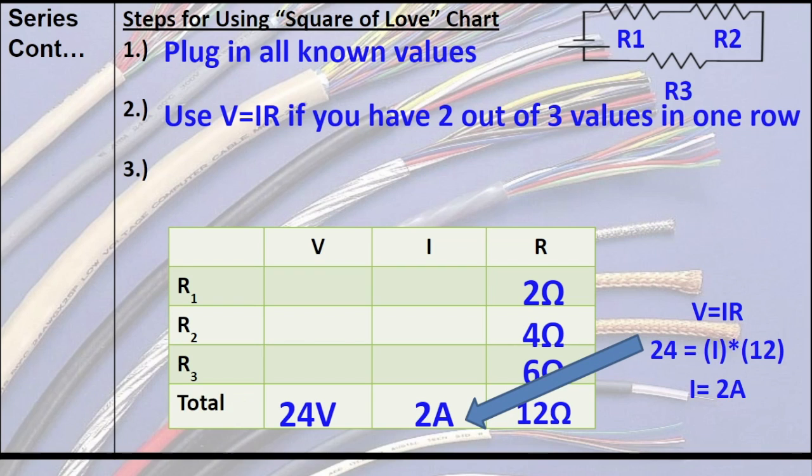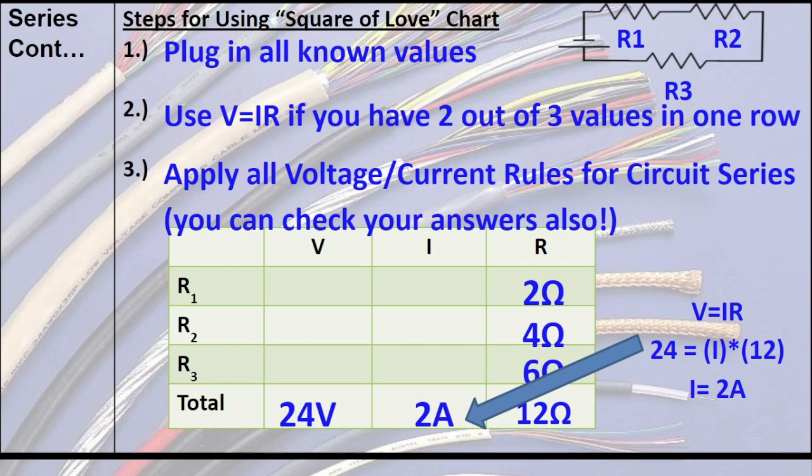So I go ahead and plug that in there. Now the last step is just to apply those rules that we talked about on the last slide. In series, we said that current is the same everywhere. So since my total current is 2 amps, that means the current flowing through resistor 1 is 2 amps. The current flowing through resistor 2 is 2 amps, and the current flowing through resistor 3 is 2 amps.